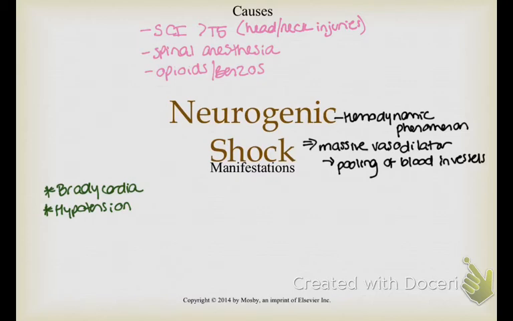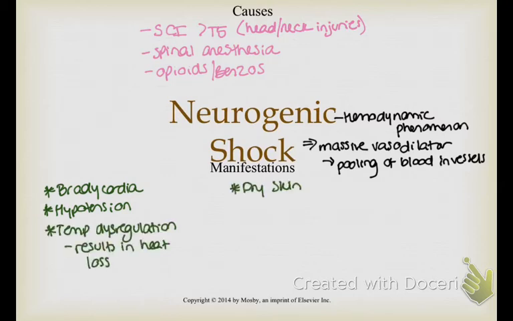With all shocks, your body is not getting the oxygen and nutrients needed. But it's caused by different things. And you have to know the cause to know how to treat it. So they get that temperature dysregulation that we talked about, dry skin, decreased urine output, the poikilothermia.